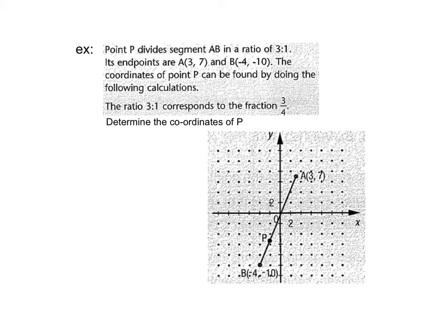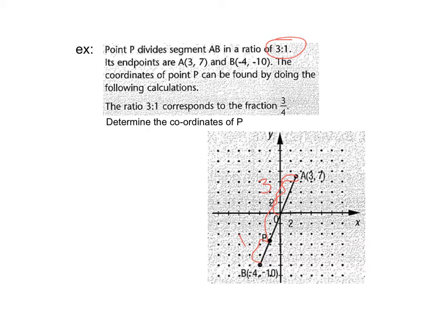So we're going to determine the coordinates of point P. The first thing we need to know, well, we have a ratio. We're given that P divides the line in a ratio of 3 to 1. That means that from A, because again, we're told segment A to B, so that means A to B in this direction, P divides the line in a ratio of 3 to 1. That means that from P to A, that's 3 parts, and from P to B, that's 1 part.